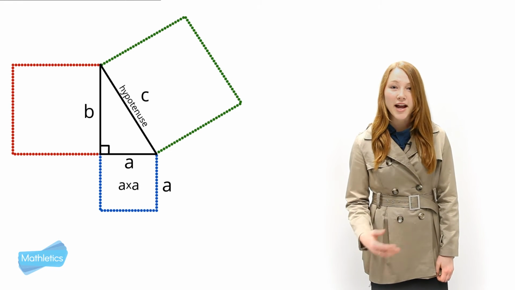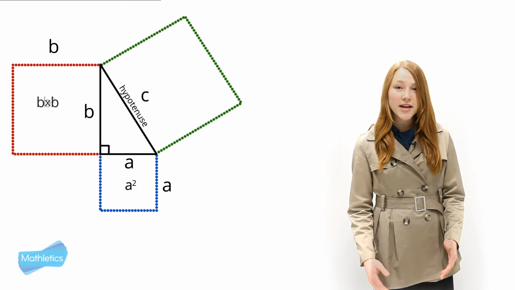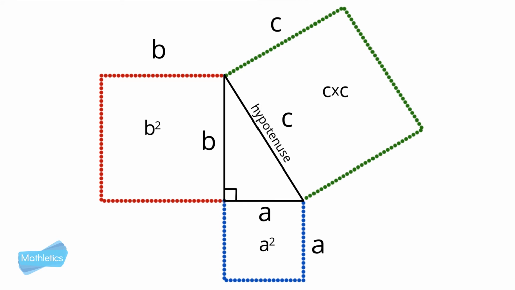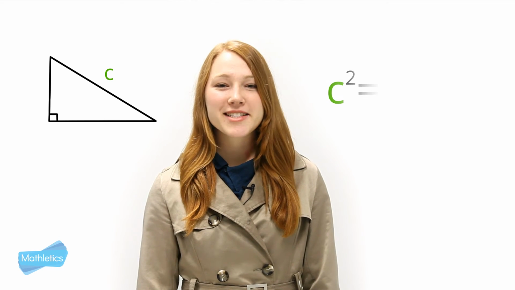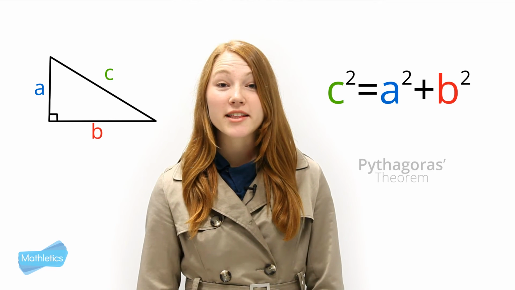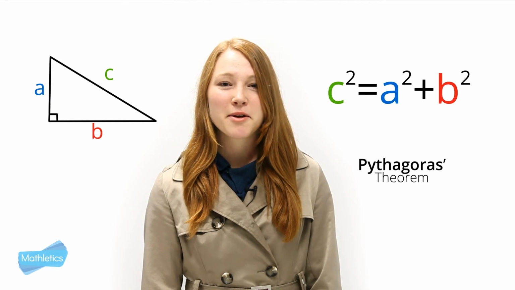So if the first side length is A, then the area of the square will be A times A, or A squared. The second square will be B times B, or B squared, and the area of the largest square will be C times C, or C squared. So for any right-angled triangle, C squared is always equal to A squared plus B squared. This is called Pythagoras' theorem. It's named after the ancient Greek mathematician Pythagoras.